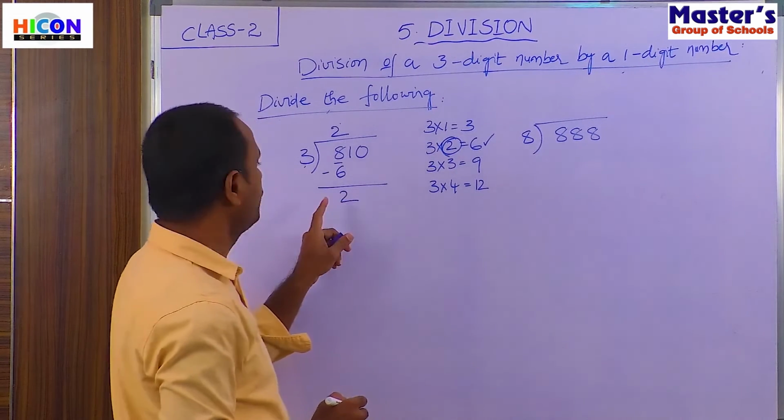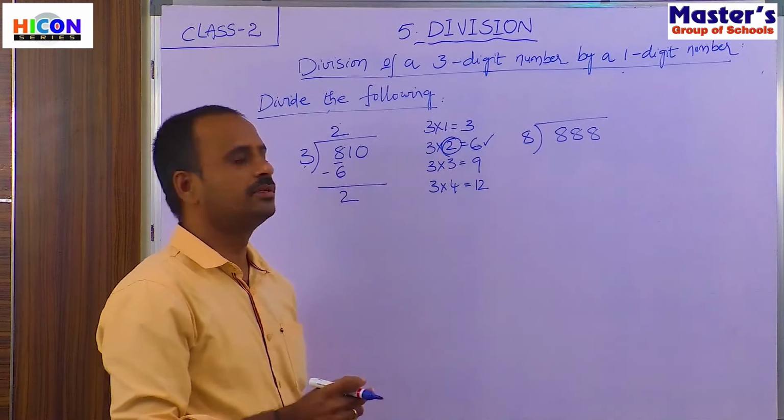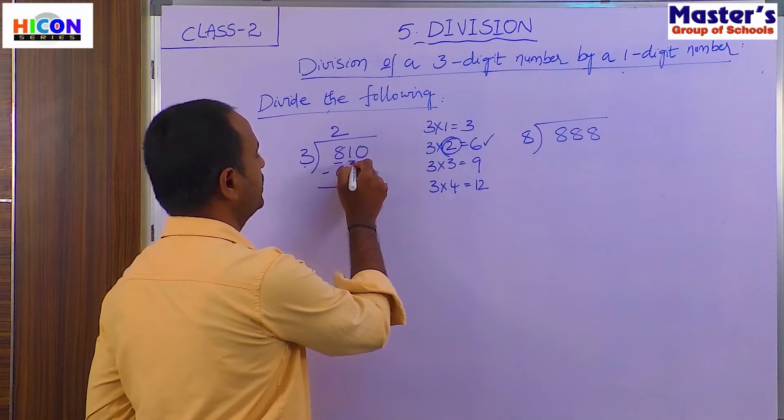And we did not get the number 2 in the third table. That's why bring down the second digit. What is the second digit? 1 is the second digit.